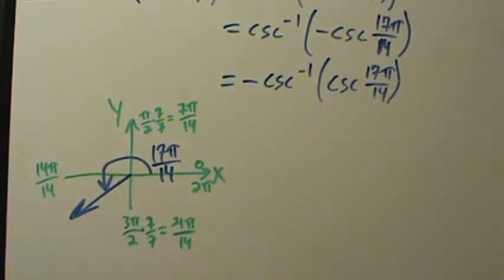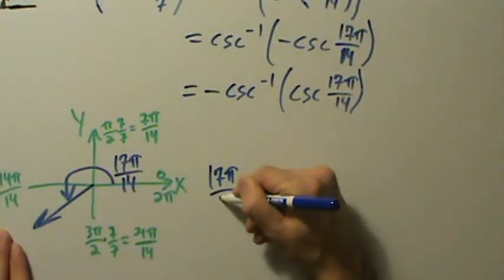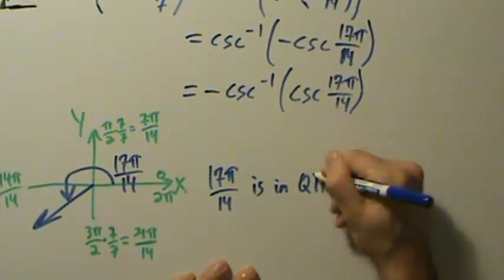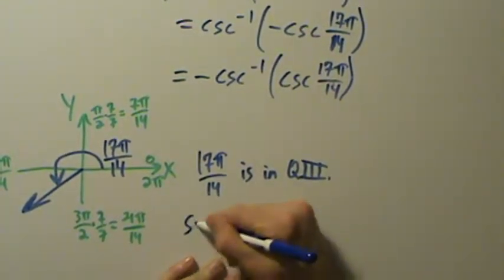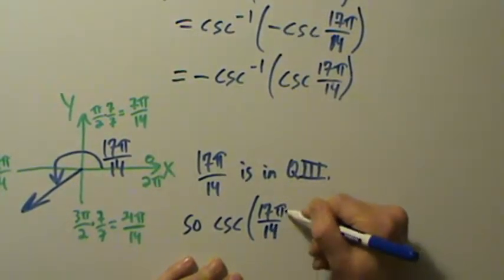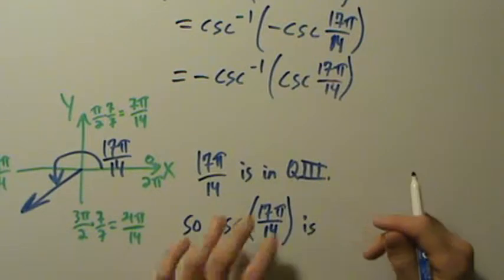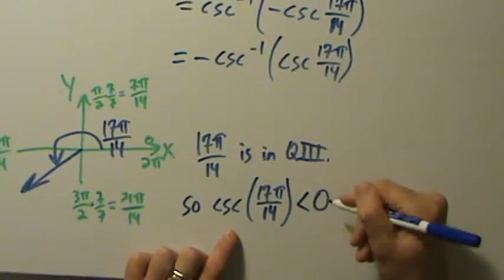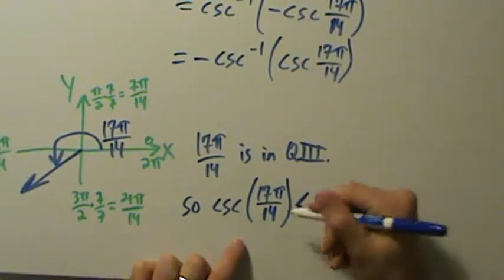Okay? Okay, great. So now that we have that angle, what did we just find out? We just found out that 17 pi over 14 is in quadrant 3. So what does that tell us about the positivity or negativity of the cosecant? So cosecant of 17 pi over 14, let's not say is. So if you're in quadrant 3, cosecant is negative, right? Actually, in quadrant 3, the only things positive are tangent and cotangent. So in quadrant 3, cosecant is negative, okay?